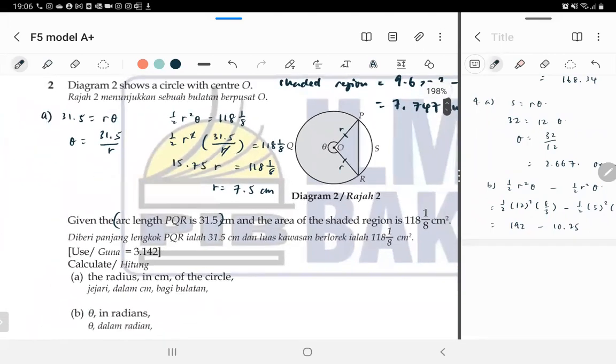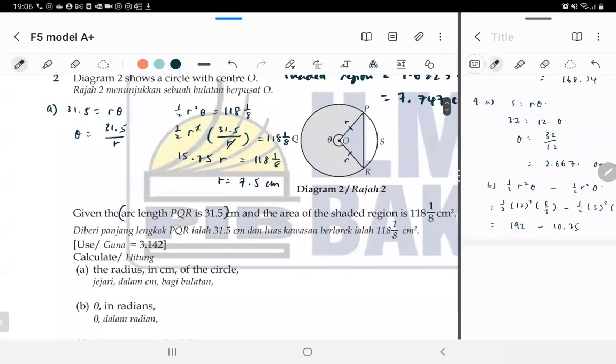Okay, this is part A. And then the theta will be 31.5 divided by r, right? So for part B, you will get 31.5 divided by 7.5. So the theta will be 4.2 radians, right? So A and B are done.